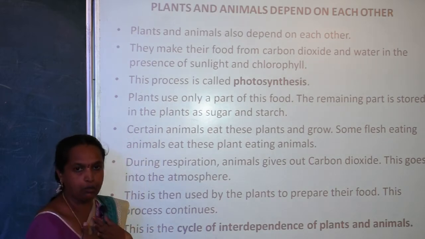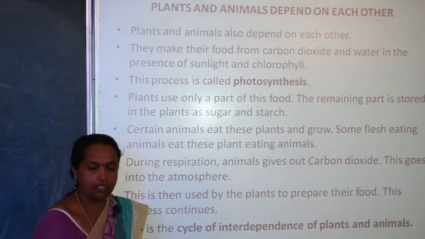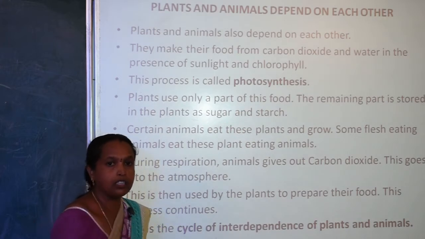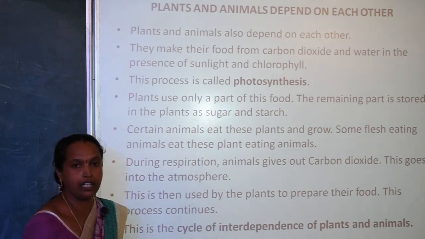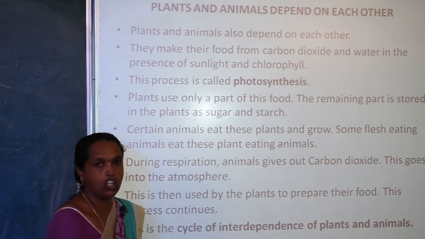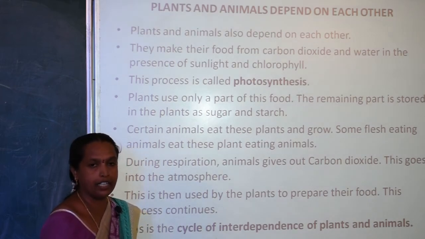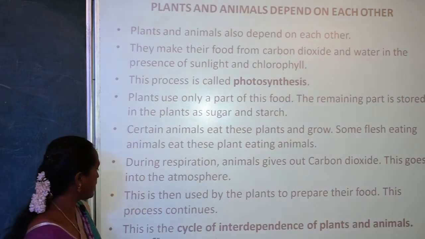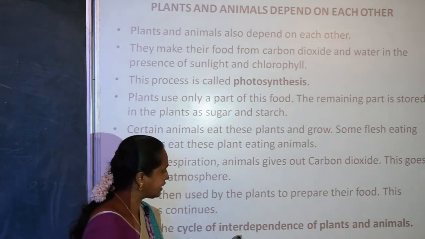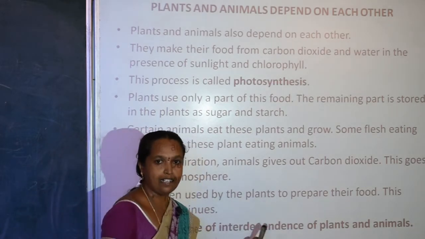But what we do, we need plants also and animals also, we need both the items, either directly or indirectly. We need both their things. So this is the cycle of interdependence of plants and animals.